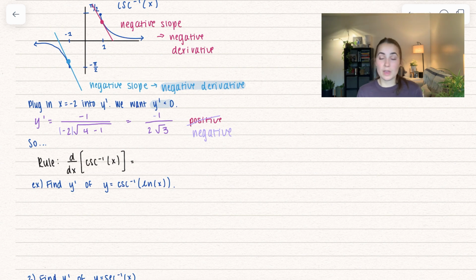So this is the rule that we're going to use. The derivative of inverse cosecant is -1 over the absolute value of x times the square root of x squared minus 1. So that is a little tricky constraint that we have to have on our derivative in order to keep all of the slopes negative. So that -1 in the numerator always dominates.